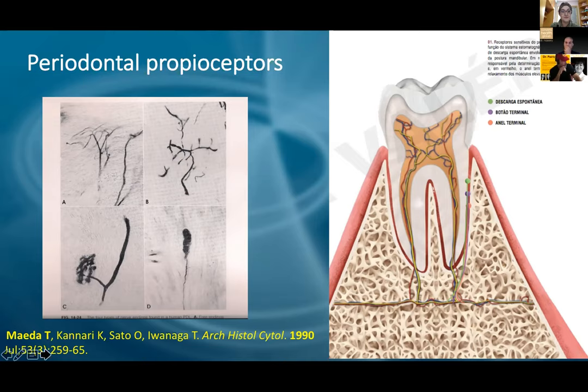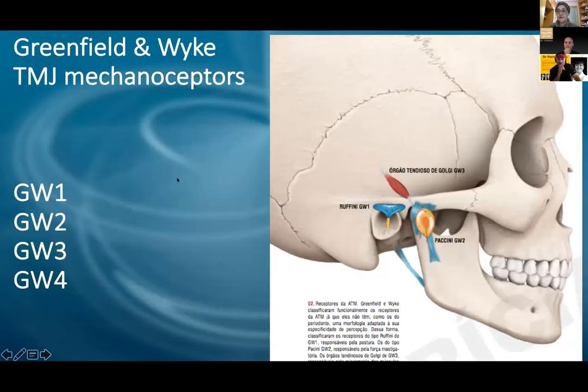So of course we have to have step one. And step one was described by Greenfield and Weick many years ago, and due to that they are called GW1, 2, 3, and 4. But these proprioceptors, or mechanoreceptors, are on the capsule of the temporomandibular joint, and they don't have a specific morphological characteristic. They are the same that we find in other joints all over the body. That's why I said that the periodontal ones are the most important, because they were made by nature specifically for the periodontal ligament.